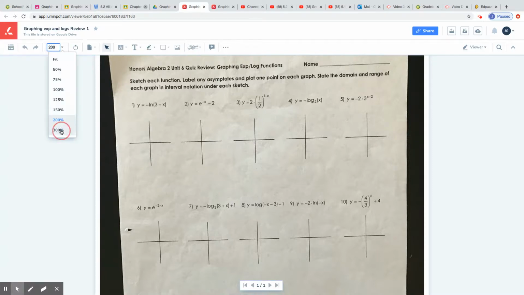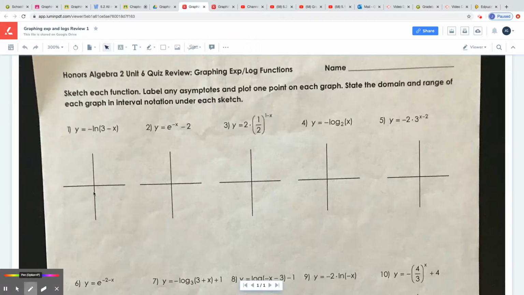Let me zoom in here just a little bit more. That's better. With a log graph, remember log graphs are the ones with a vertical asymptote, and it looks like that. The points that we use start off with 1, 0, and then 1 comma whatever the base is, comma 1. In this case, it's a natural log, so it's e comma 1. Those are the points that we start off with.